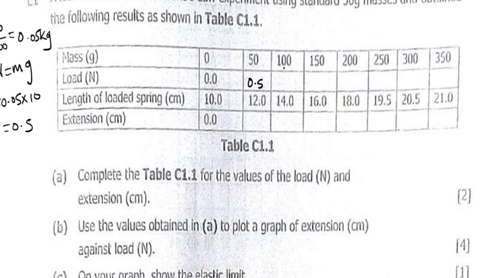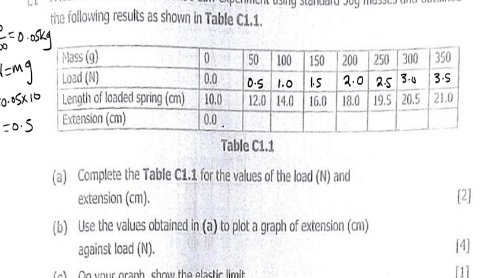You do the same for all. So you convert them to kilograms, then you multiply them by 10. So you find 0.5 here, you find 1.0 here, you find 1.5 here, you find 2.0 here, you find 2.5 here, you find 3.0 here, you find 3.5. You get a 1 mark for that one.